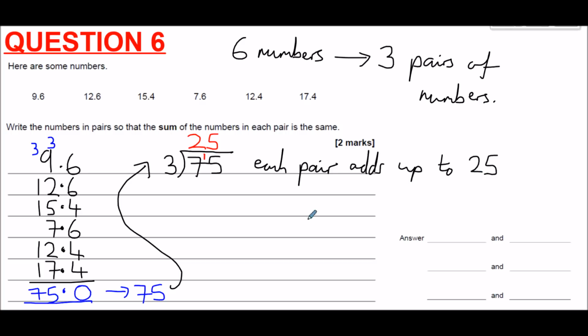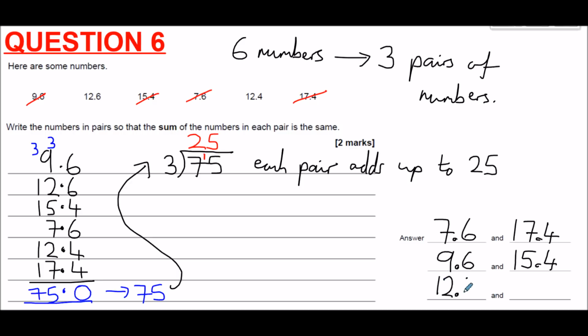So 7.6 would have to go with 17.4, because those two added up would come to 25. So I've got those two sorted. Next one, 9.6. You can do these in any order, by the way. I'm just doing them starting with the smallest numbers here. 9.6 would go with 15.4. So I'll cross those out. And that just leaves 12.6 and 12.4. That's just one way of doing it.